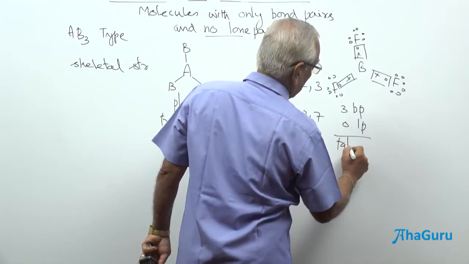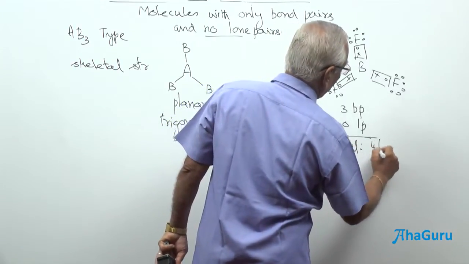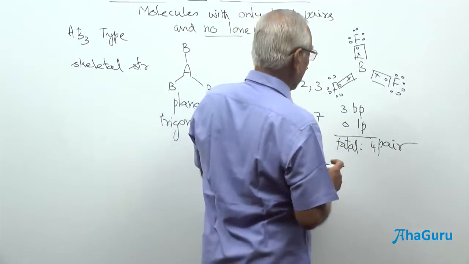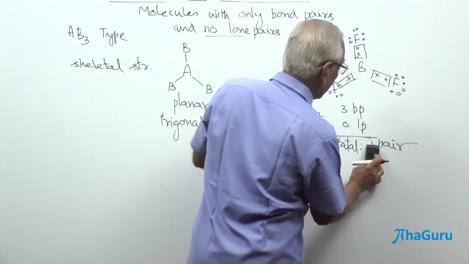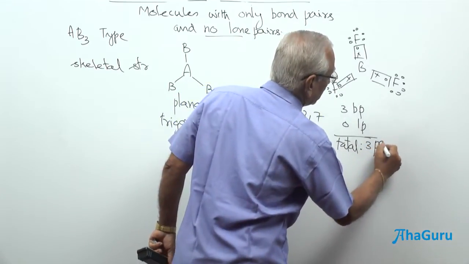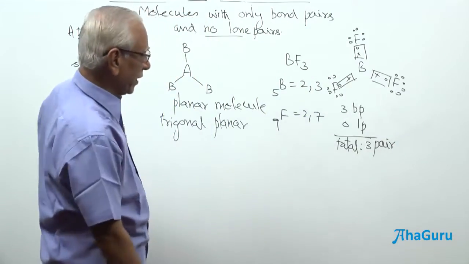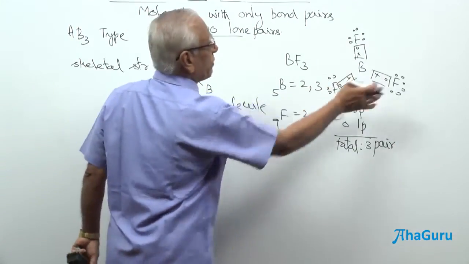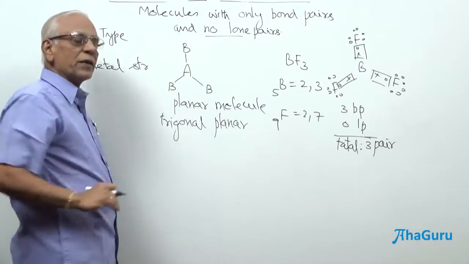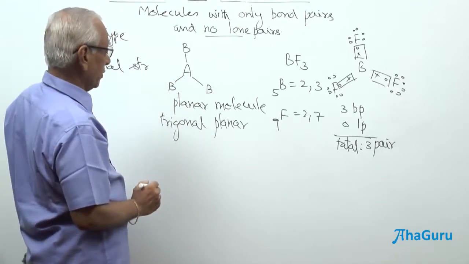Total number of pairs of electrons, 3 plus 0, 3 pairs of electrons. And how would you distribute the 3 pairs of electrons in space so that there is the least repulsion? Least repulsion. This is the only way, and this is called trigonal planar.